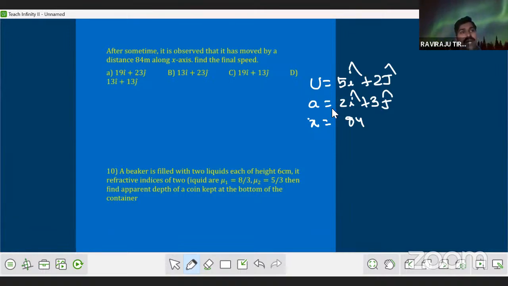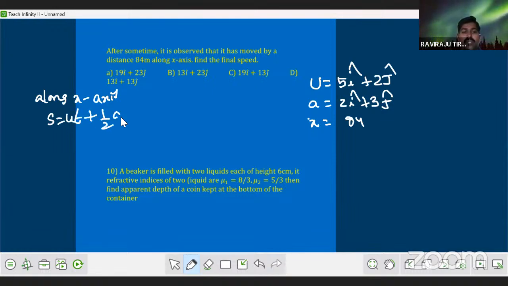So first it is better to calculate the time value, because time is same for both along x-axis or y-axis. Time is same only, na? So what equation shall we use along x-axis? Which formula shall we use? S equal to ut plus half at square. Along x-axis, what is S value given? 84. 84 equal to U value. Along x-axis, what is U? Only 5. Of course, T value we don't know. Plus half into acceleration value along x-axis 2 into T square.